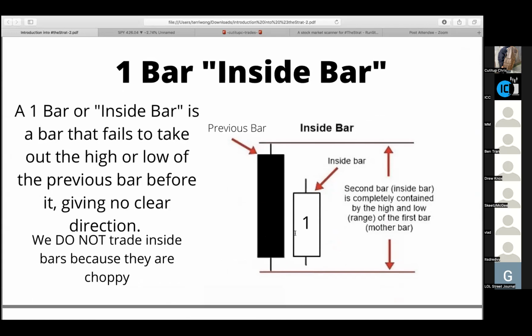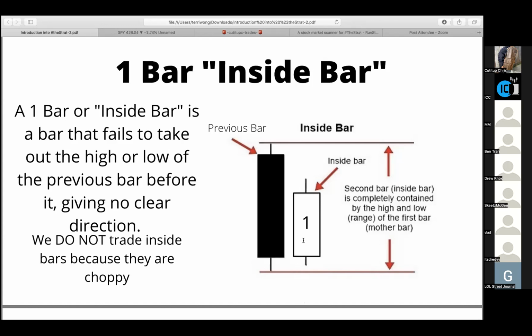You don't want to trade 1 bars either, because it's just real choppy. This plays out a lot more on a weekly or a monthly, if you're trying to day trade, or maybe swing a weekly, with no actual decision being made. It's not highly probable.